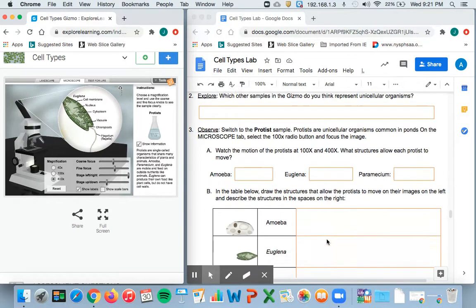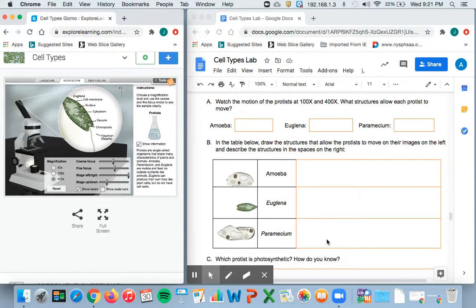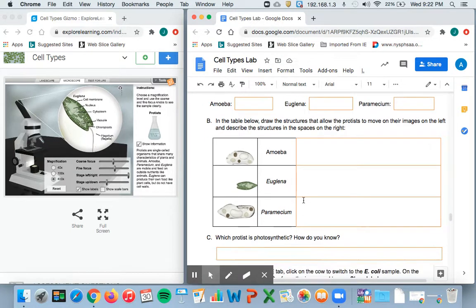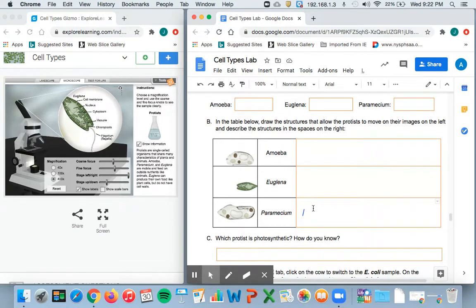Okay, moving on. It says in the table below, draw the structures that allow the protist to move and describe the structures. Okay, I don't actually want you to draw the structures here, but describe to me how they work. How is the amoeba able to move? What does the euglena have that helps it move? And what about the paramecium?